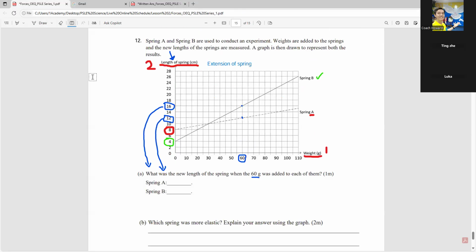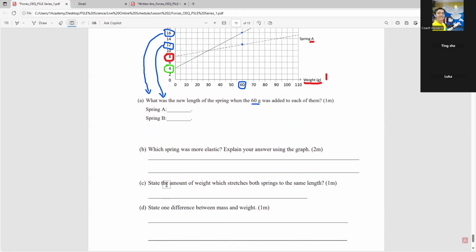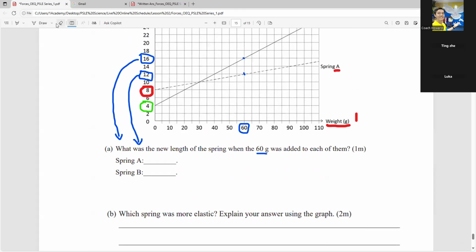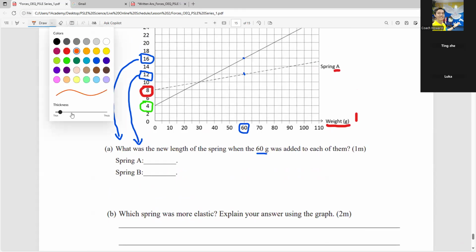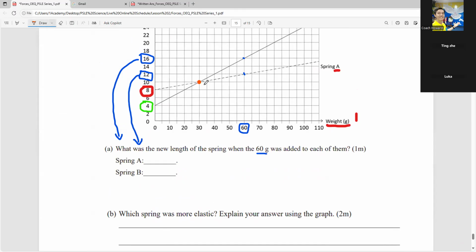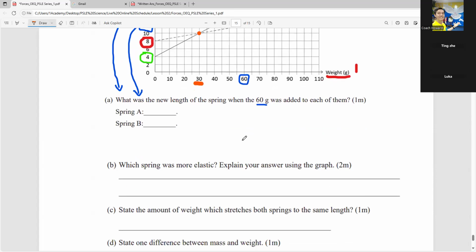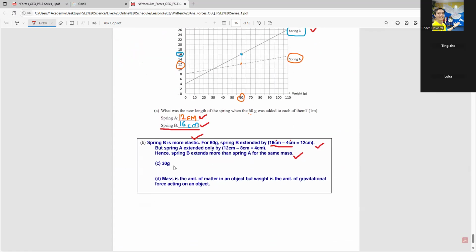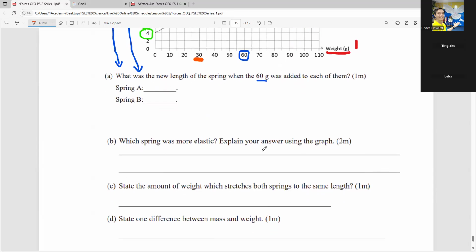Okay, so next part. State the amount of weight which stretches both spring to the same length. So this one, you must find a point where they crisscross. So you can see they crisscross at here. This point. So this point will correspond to this mass. So answer very easy. Not 30 centimeters, 30 grams. Okay, 30 grams. So you must put the right unit, 30 grams. Next.